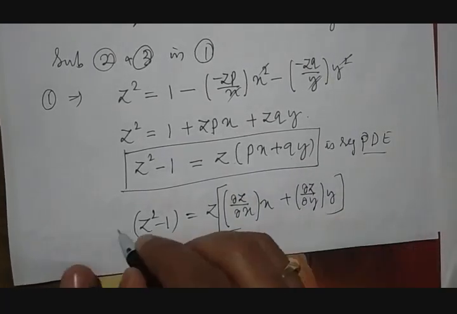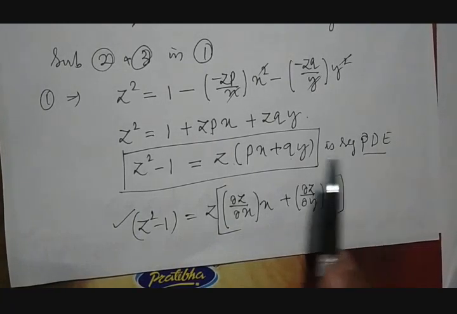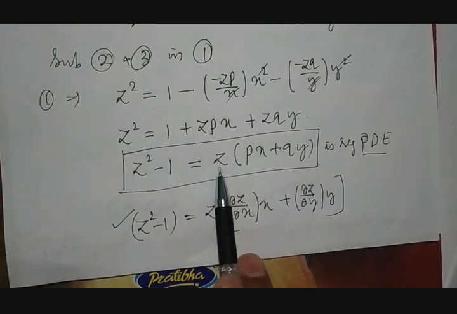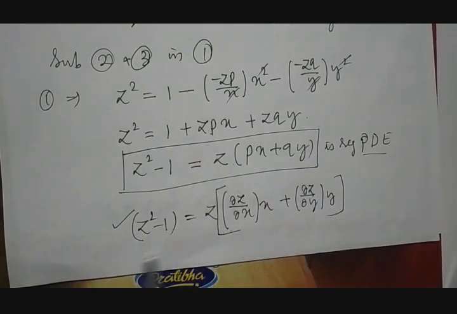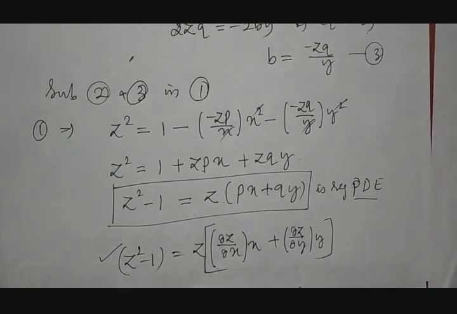Even we can say this is also a required partial differential equation. Either we can represent it like this or we can represent it like this. If you see both the equations here, there is no arbitrary constant available now. Therefore we eliminated the arbitrary constants to get a partial differential equation. So this is the solution.